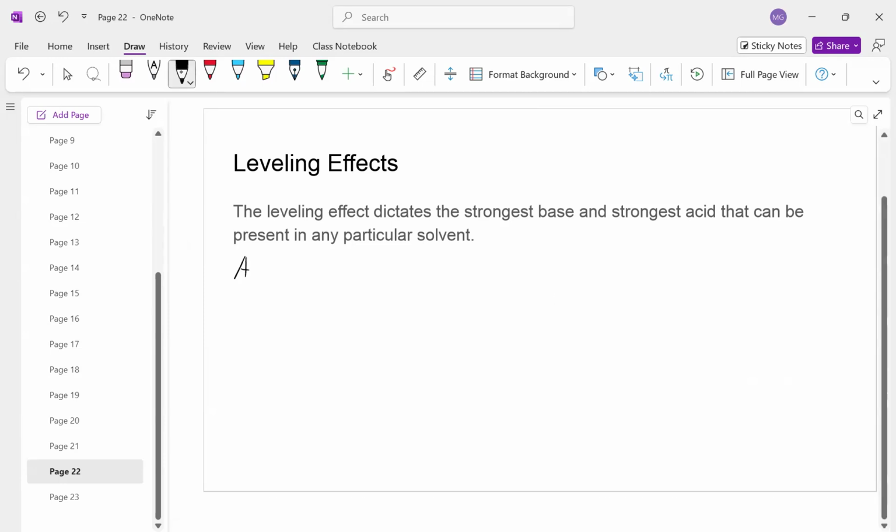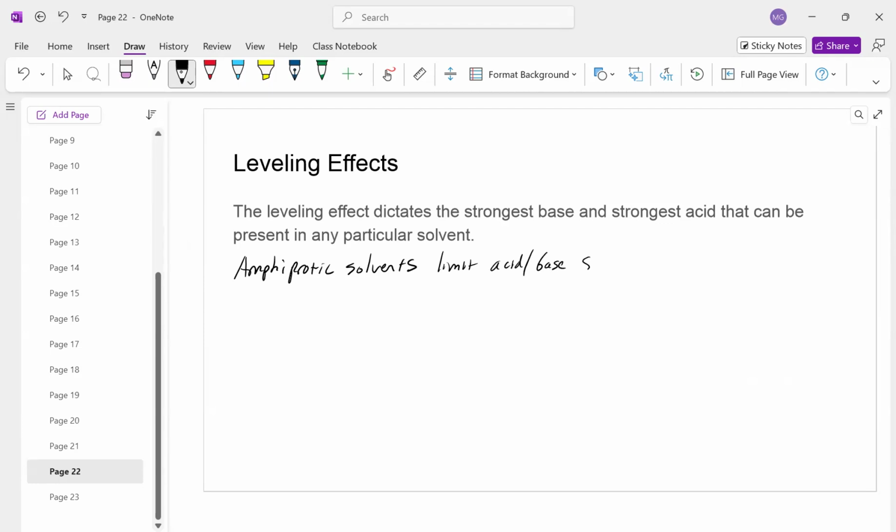If the solvent is amphiprotic, remember that term from GChem? Amphiprotic means it can act as an acid or a base. Amphiprotic solvents limit acid-base strengths. So what do I mean by this?